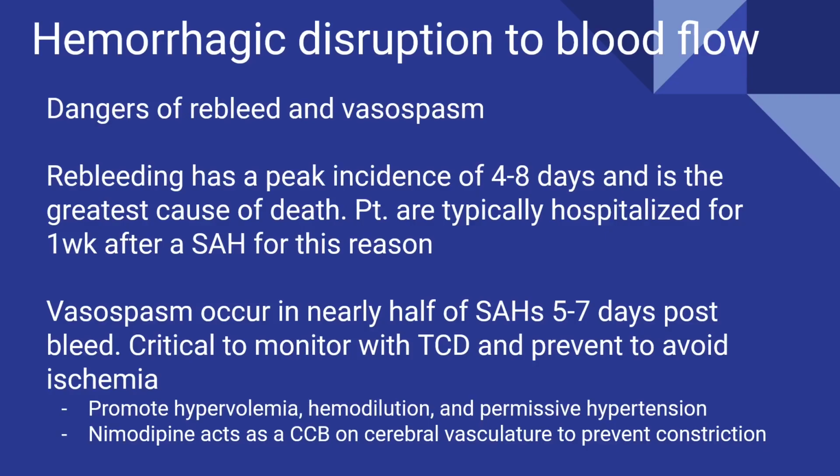Specifically with subarachnoid hemorrhages, patients are very likely to have another rebleeding incident. And so you'll see these typically elderly patients with Alzheimer's come in and have a small subarachnoid hemorrhage. They may have had some in the past, and they're going to be there for roughly a week to make sure that this doesn't happen again.